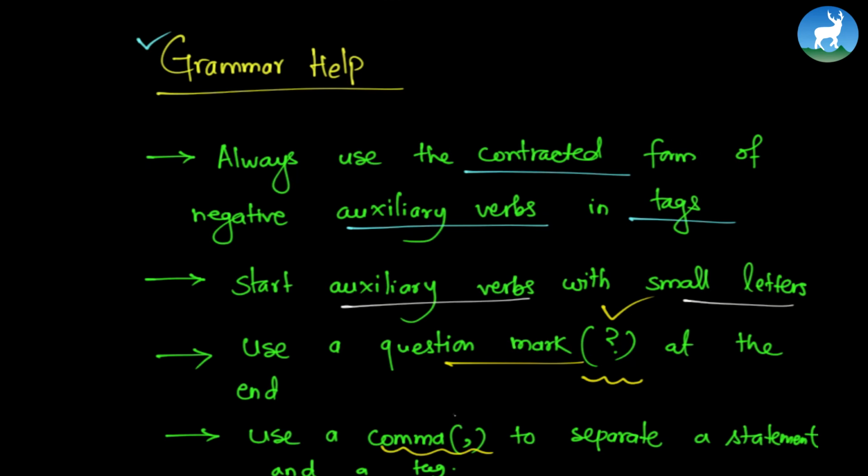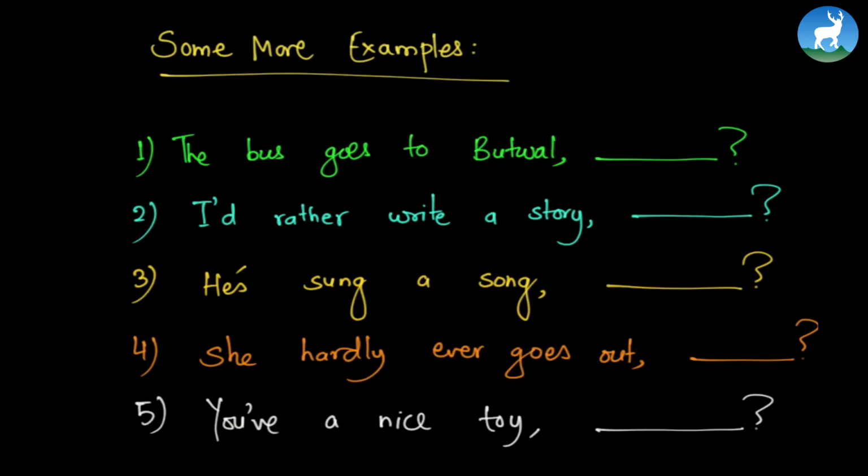So use a comma. This is another mistake which many of you will make. I know you will. So do not make any mistakes while using a comma. Always use a comma to separate a statement and a tag. Let's now look at some more examples. We have 5 different examples. Let's fill in the blanks.